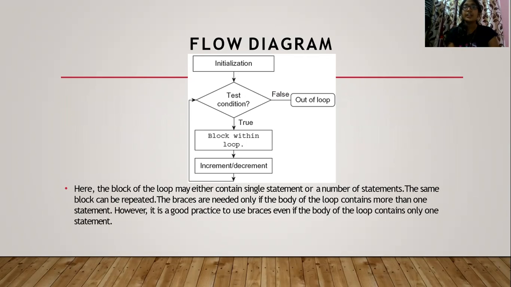I want to show the while loop through a flowchart: initialization, then test condition, false or true. If the condition is false, then the program will run outside of the loop. If the condition is true, then the code inside the block within the loop runs, followed by increment or decrement. Here the block of the loop may contain either a single statement or a number of statements.